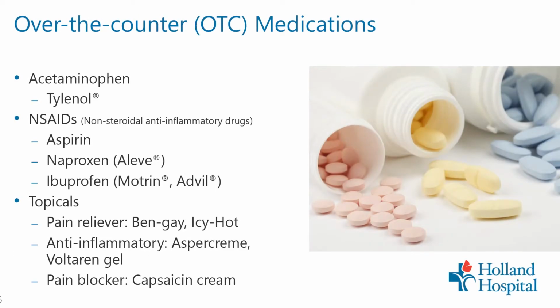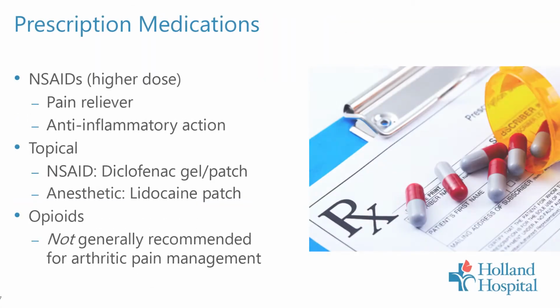Over-the-counter medications and topicals may help to relieve pain. These include acetaminophen or Tylenol, and non-steroidal anti-inflammatory drugs. These would be like aspirin, naproxen, or ibuprofen. Topicals would include a pain reliever such as Bengay or Icy Hot, an anti-inflammatory such as Aspercreme or Voltaren gel, or a pain blocker such as capsaicin cream.